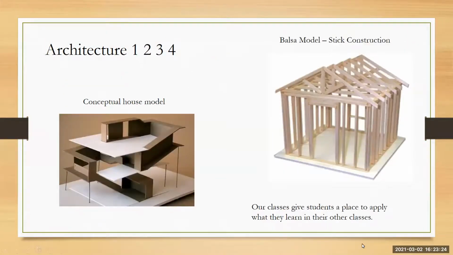Here's an example of some of the projects that students have done. The one in the upper right-hand corner is a balsa wood model that we'll typically do in either architecture 1 or 2. And then we'll move into doing some conceptual house models in the architecture 3 and 4 classes.